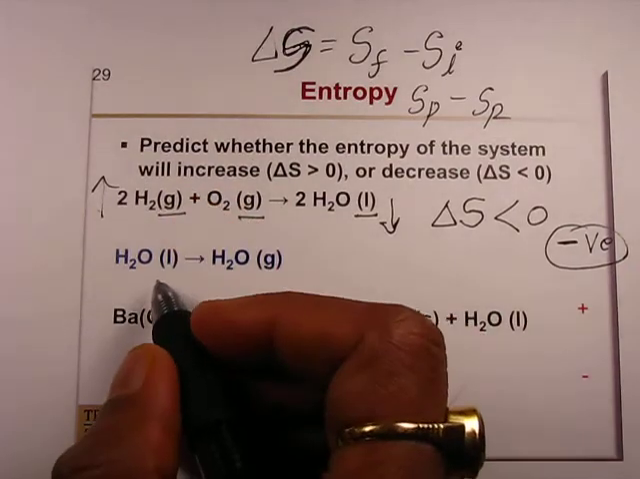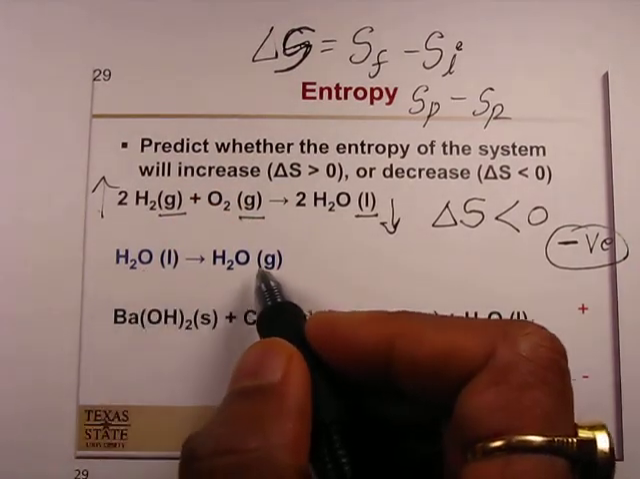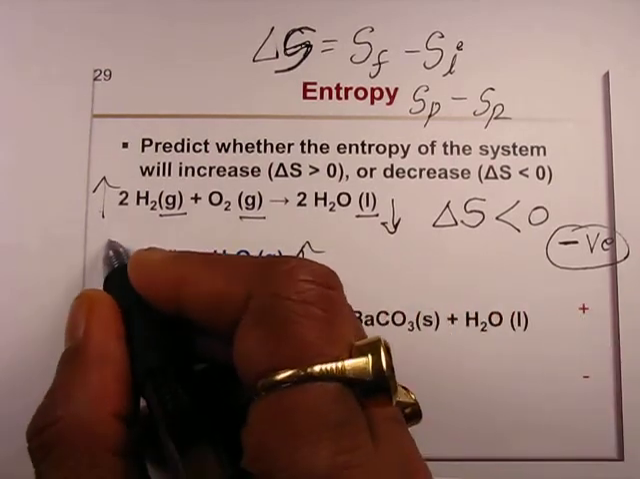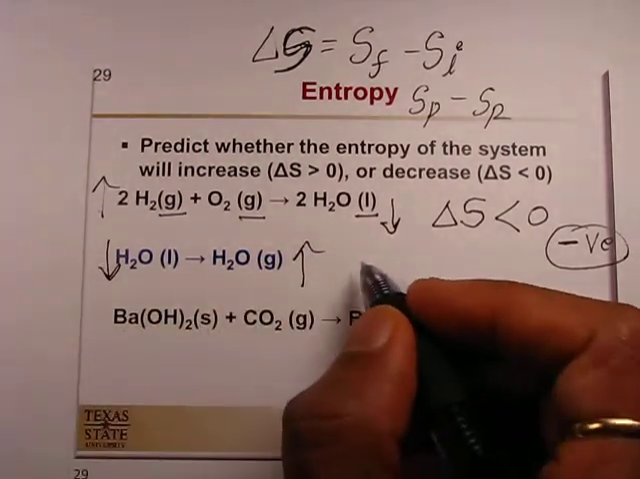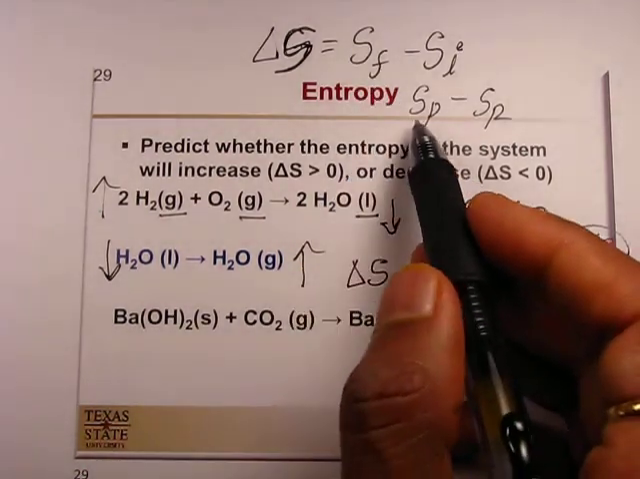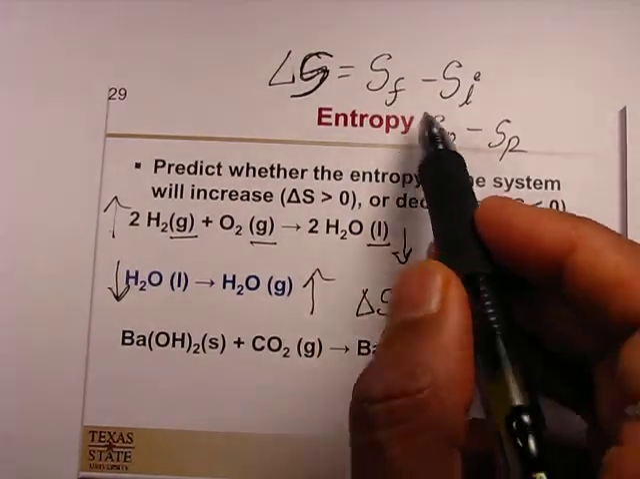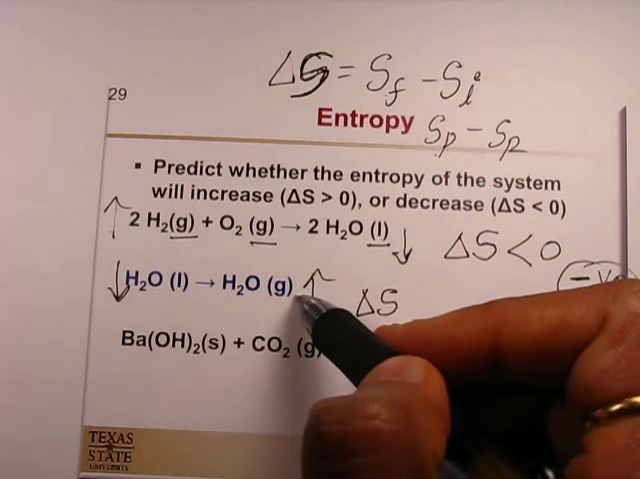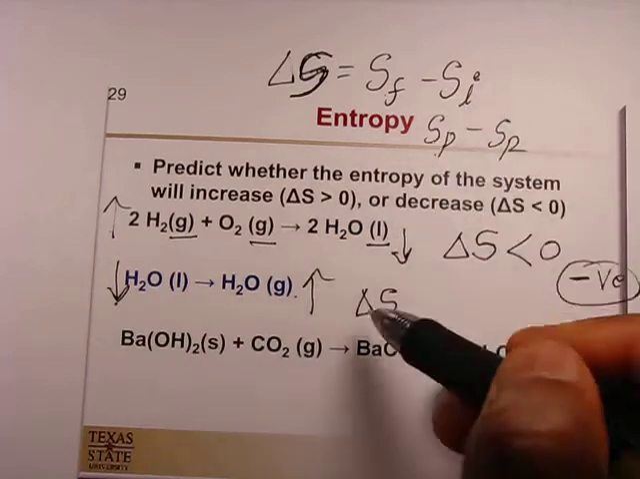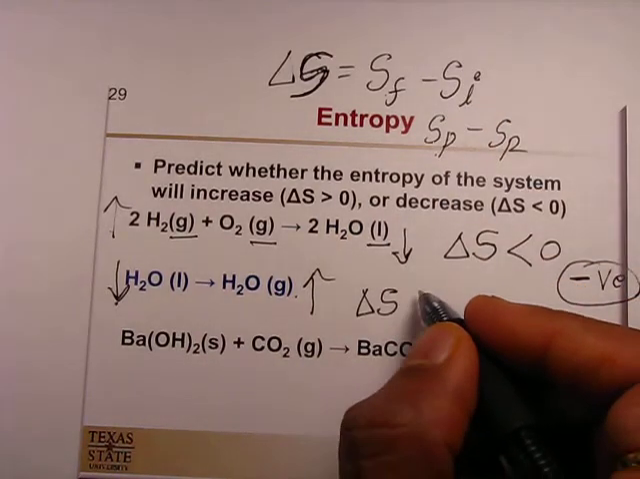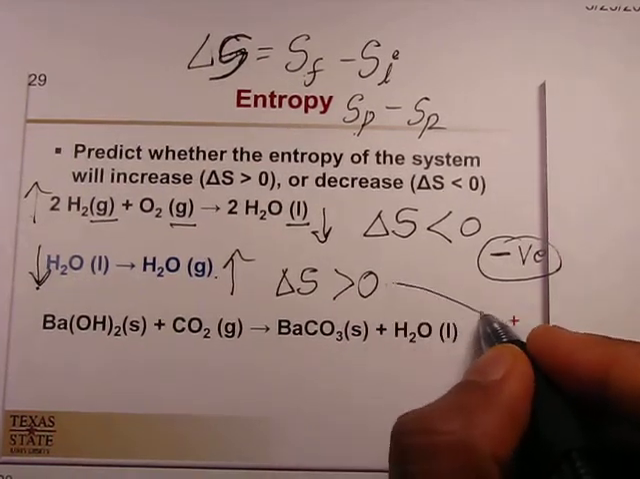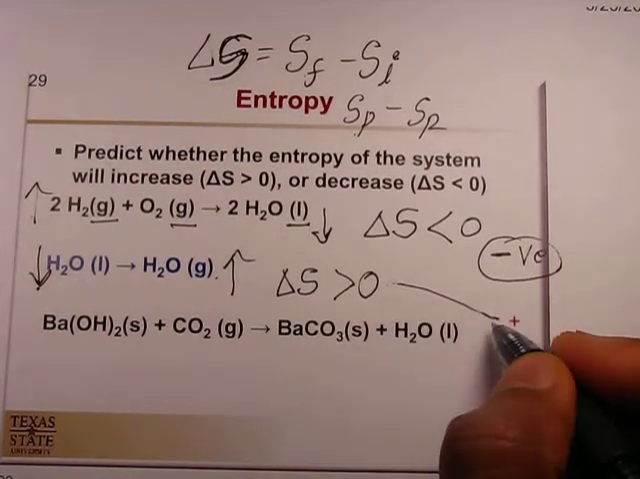What about the second step, where liquid water becomes gas? Here entropy is increasing. Water has less entropy, so the product, or final state, has higher entropy than the reactant, or initial state. That is why delta S will be more than 0, and the sign will be positive.